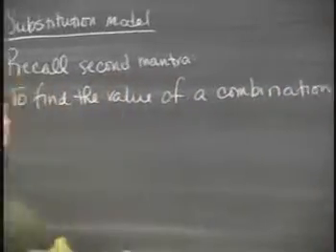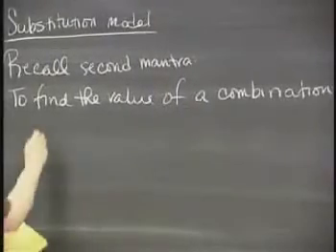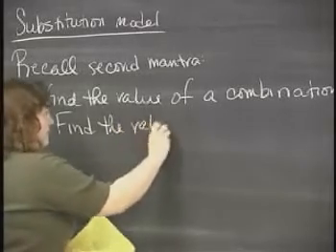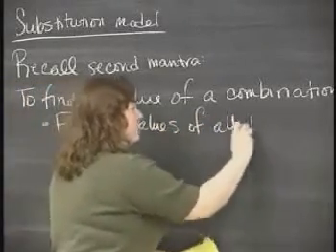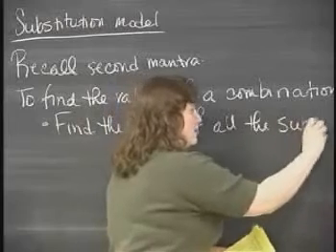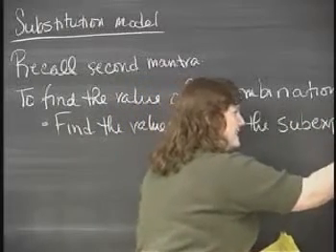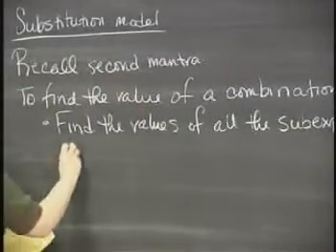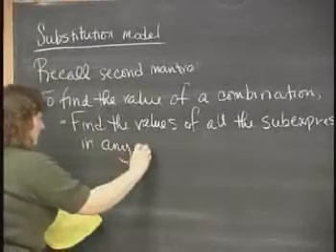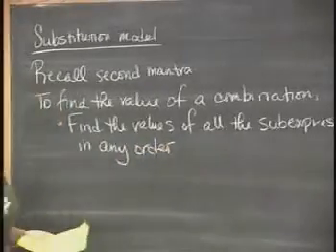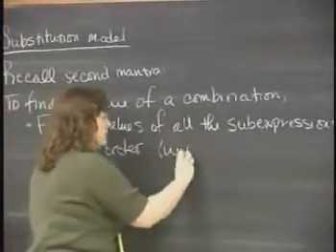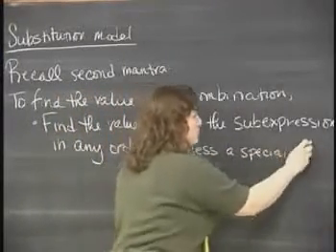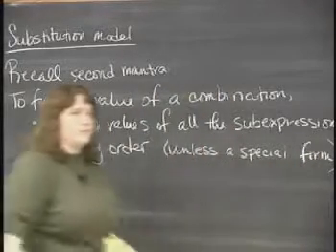Okay, what's the first thing we do? Find the value of a combination. Right. Find the values of the subexpressions. How do we find these values? Right to left, left to right, randomly? Any order, with modification, unless it's a special form. Because recall, special forms have special rules. Okay.